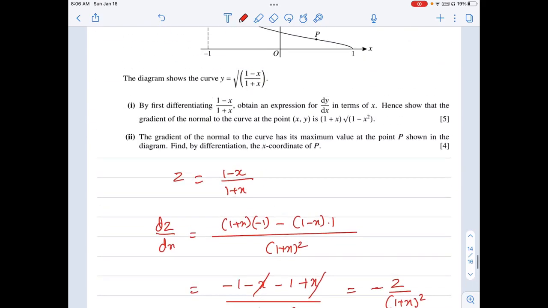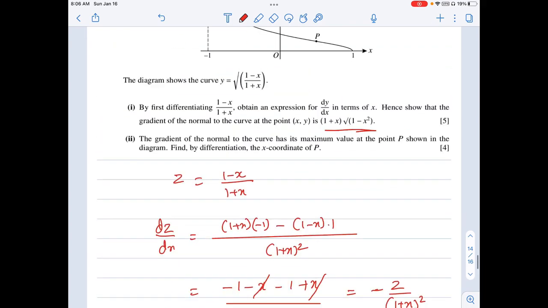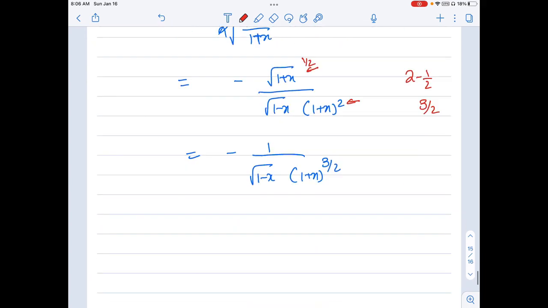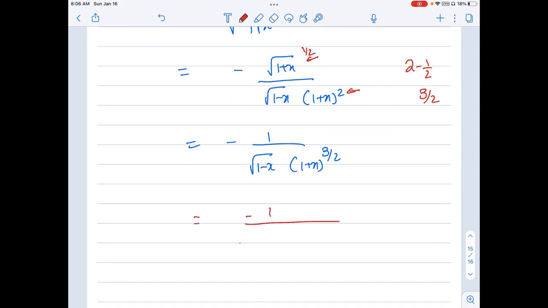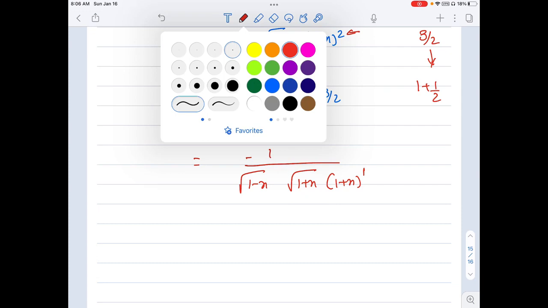Now what we want is the answer in this form, 1 plus x times root of 1 minus x square. So minus 1 upon root 1 minus x can be written as root 1 plus x times 1 plus x, because 3 upon 2 can be written as 1 plus 1 upon 2. So I write it as whole power 1 and square root of 1 upon 1 plus x. Now what can I do? I can multiply these two.